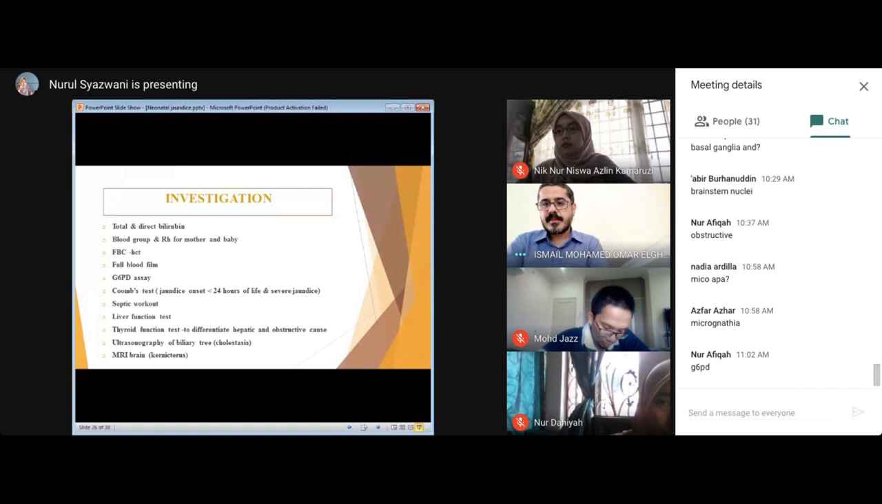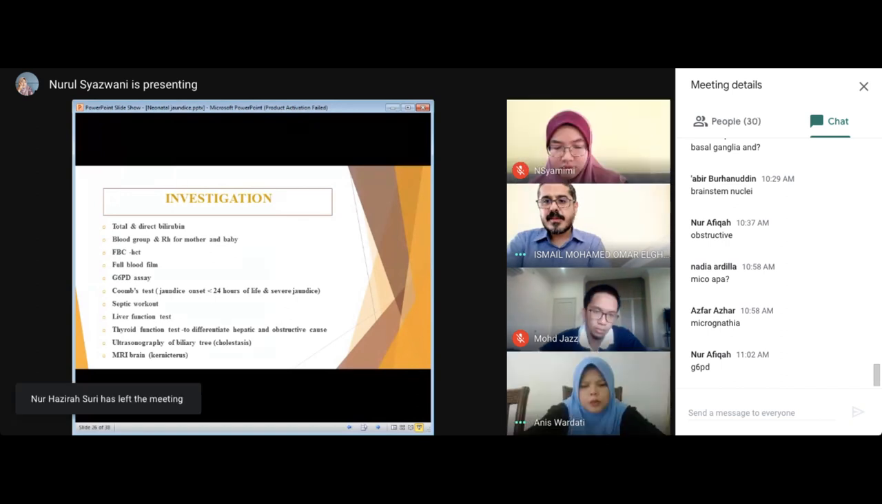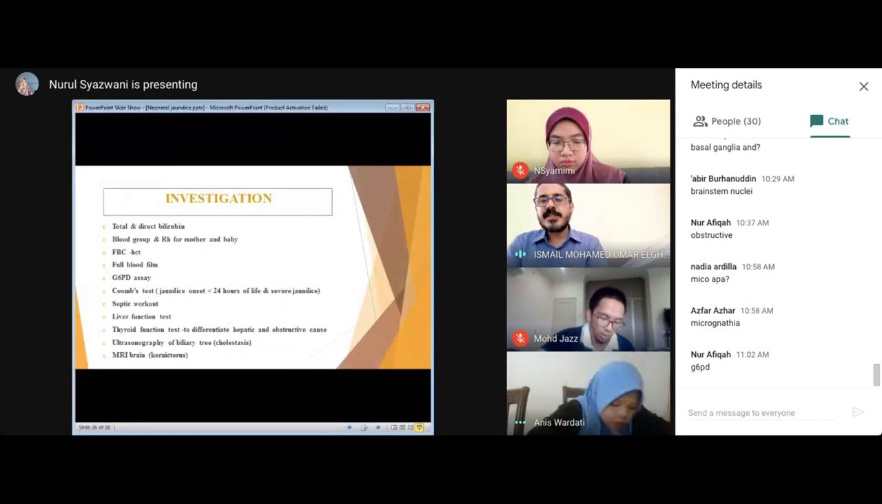Coombs test? No, not the Coombs test. Yes, so this test differentiates between ABO incompatibility and hereditary spherocytosis. What is it? Osmotic fragility test. Very good. It's the osmotic fragility test. Very good. Okay, carry on.